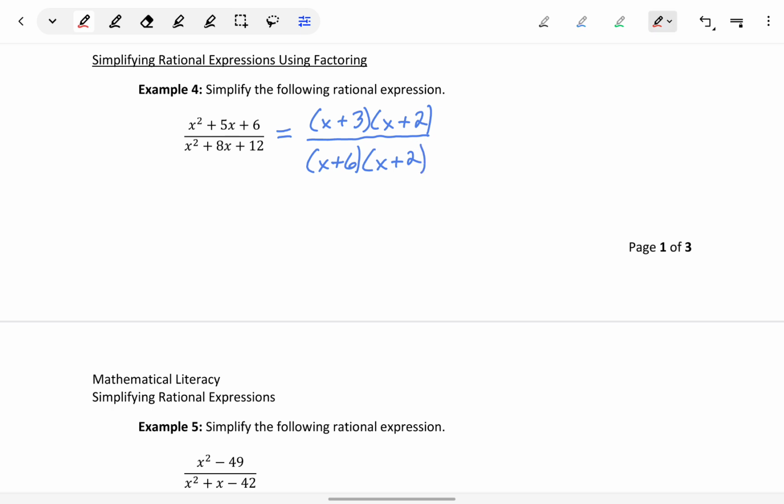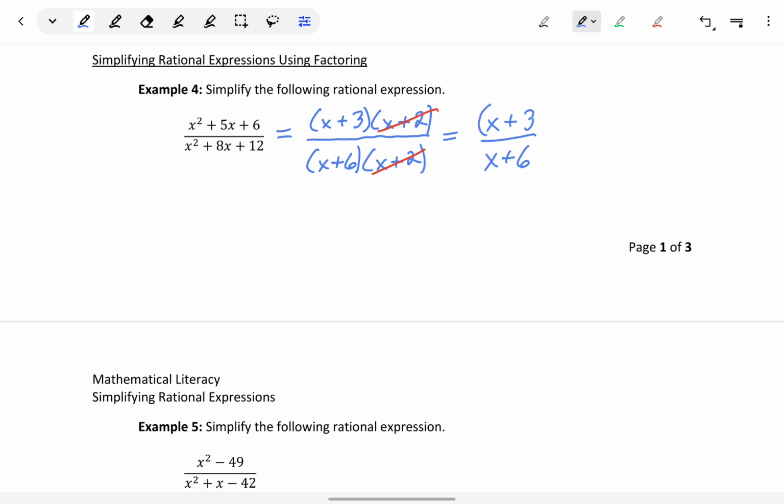Once we have a factored expression, we have these factors being multiplied by each other in both the numerator and denominator. Now we can try to identify any factors that are common or can be reduced with one another. In this case, we have x plus 2 as a factor in both the numerator and denominator. So those will both cancel out with each other or divide out, leaving us with 1. So our final result here will be x plus 3 over x plus 6.